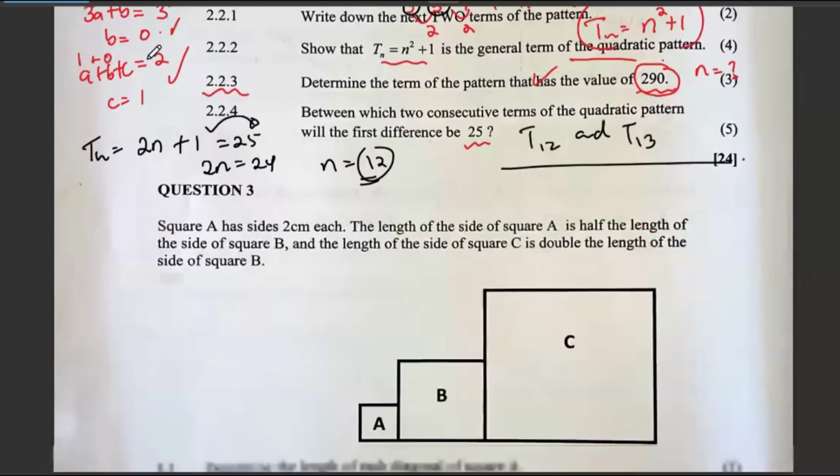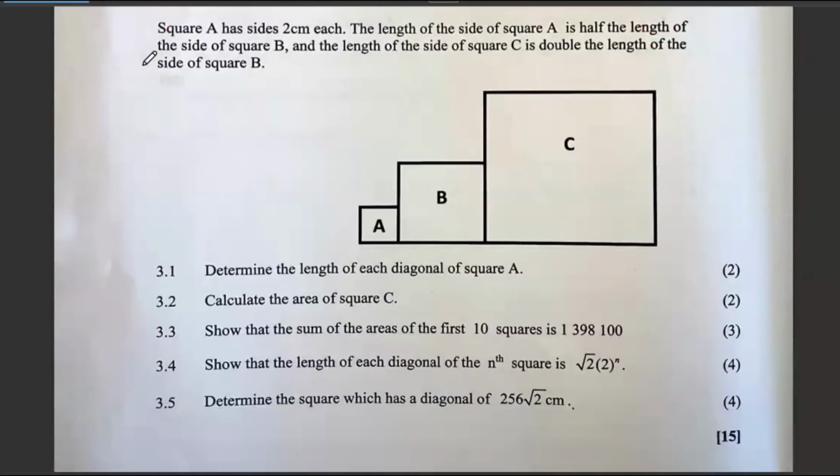Then question number 3. Square A has 2 centimeters each. The length of square A is half the length of square B, and the length of C is double the length of B, meaning that B is half of C, and so on. Then the question is asking us to determine the length of each diagonal of the square.